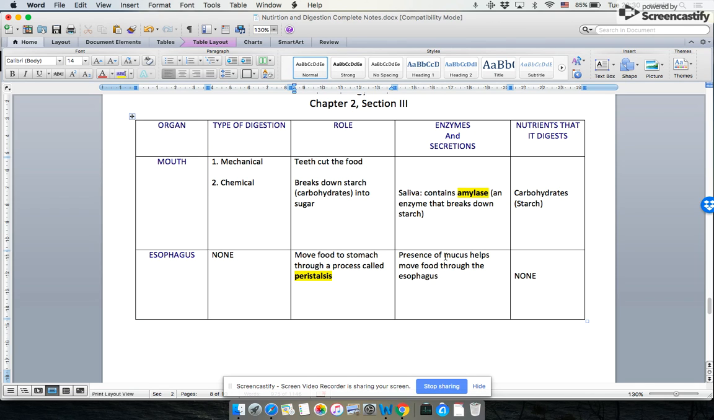What it does have, though, is mucus. And you saw that video on mucus. Mucus just simply helps the food move through the esophagus with the help of peristalsis. Okay, there's no digestion that takes place in the esophagus whatsoever.